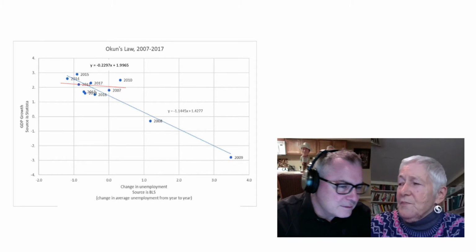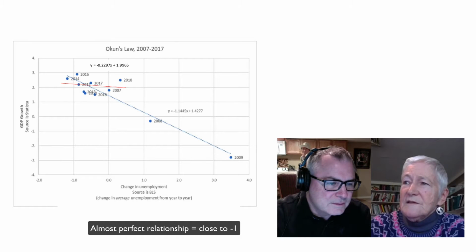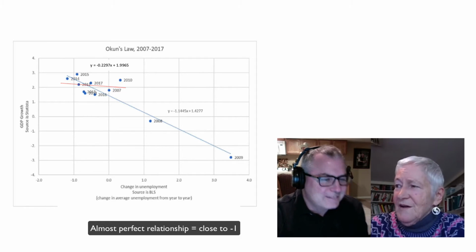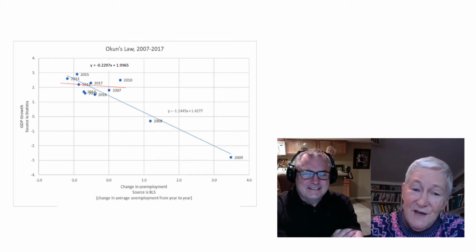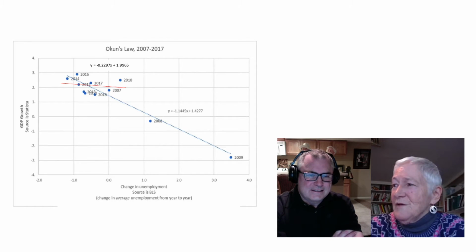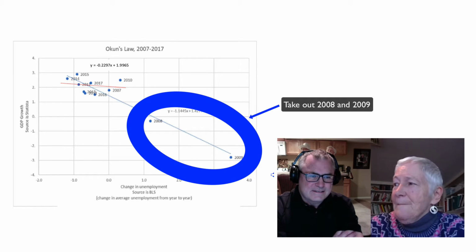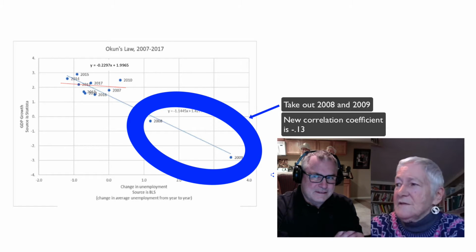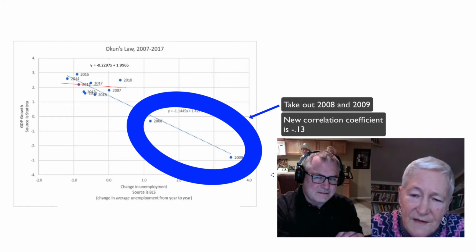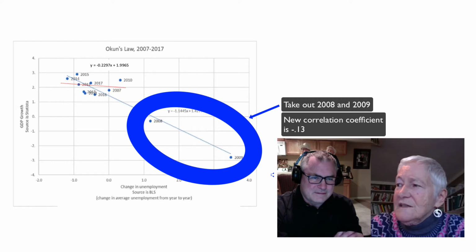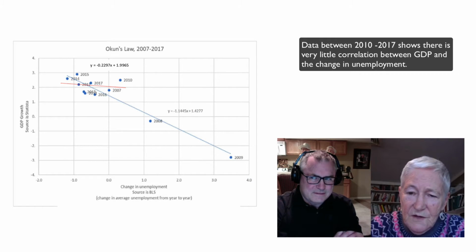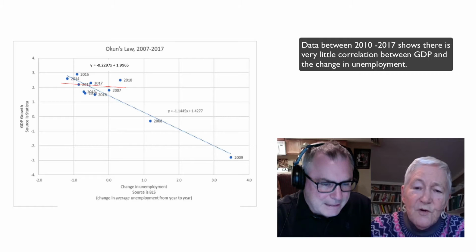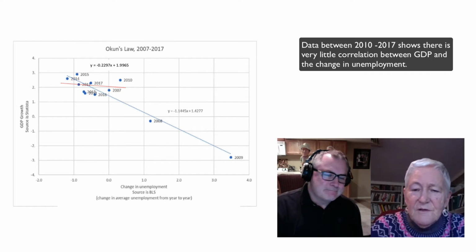And it is almost a perfect relationship with those two 2008, 2009 values. Take them out, and it's not so. Take them out, and the correlation coefficient between change in average unemployment and GDP growth over those 8 years is minus 0.13. Okay. It's still negative. Which is not a big surprise. And it is so small that that minus 0.13 suggests there's essentially no relationship, no detectable relationship beyond the noise between these two variables during 2010 to 2017. That's exactly right.